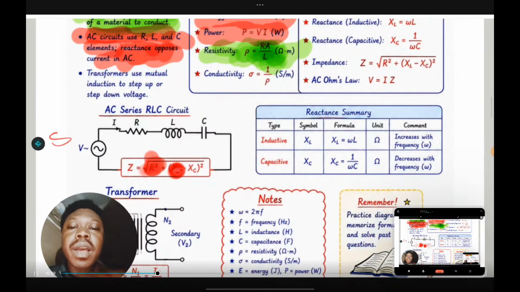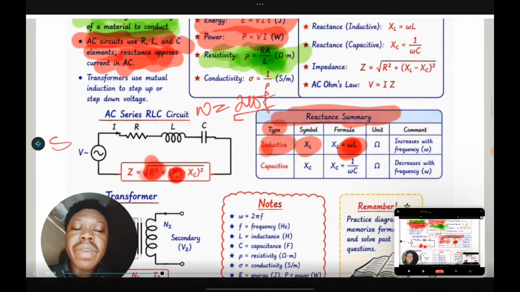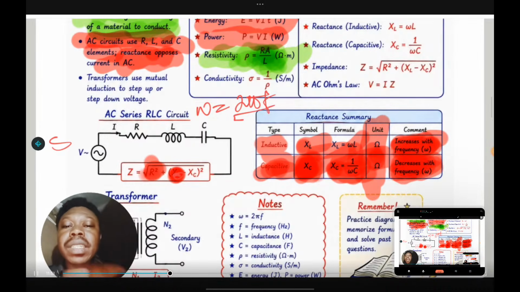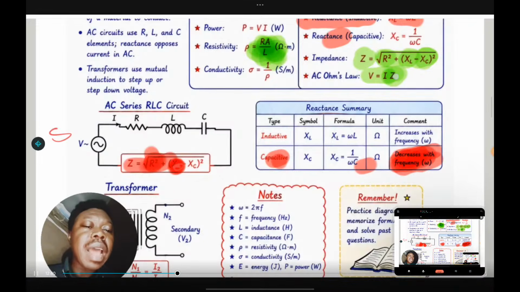Then if you look at this table here, reactance summary. I have the type, I have the inductive reactance. This is the symbol XL. This is the formula. By expansion, that was what I wrote. Is that you now have 2 pi FL. Is that one clear? Please take note of all the ohms, meaning they are taking the place of resistance. Inductive and capacitive was this. Then you can be asked to find voltage, which was IR. We are now replacing R with Z.